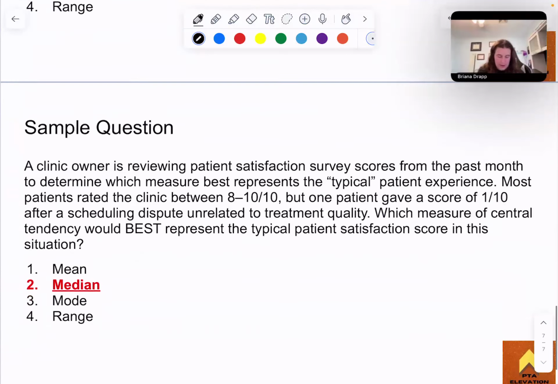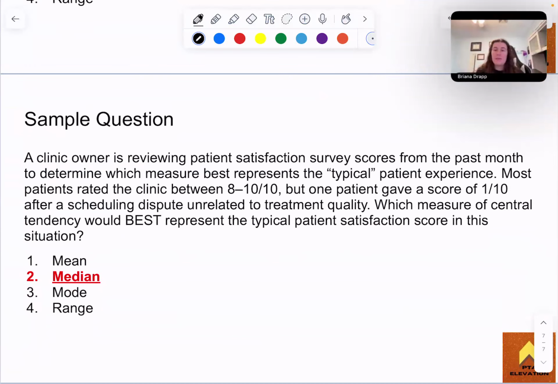All right, guys. So the answer is going to be median. That's similar to that situation I showed you earlier where we have that one outlier. If you see the word outlier, that is our key word, okay? So we have our one patient who scored a 1 out of 10.